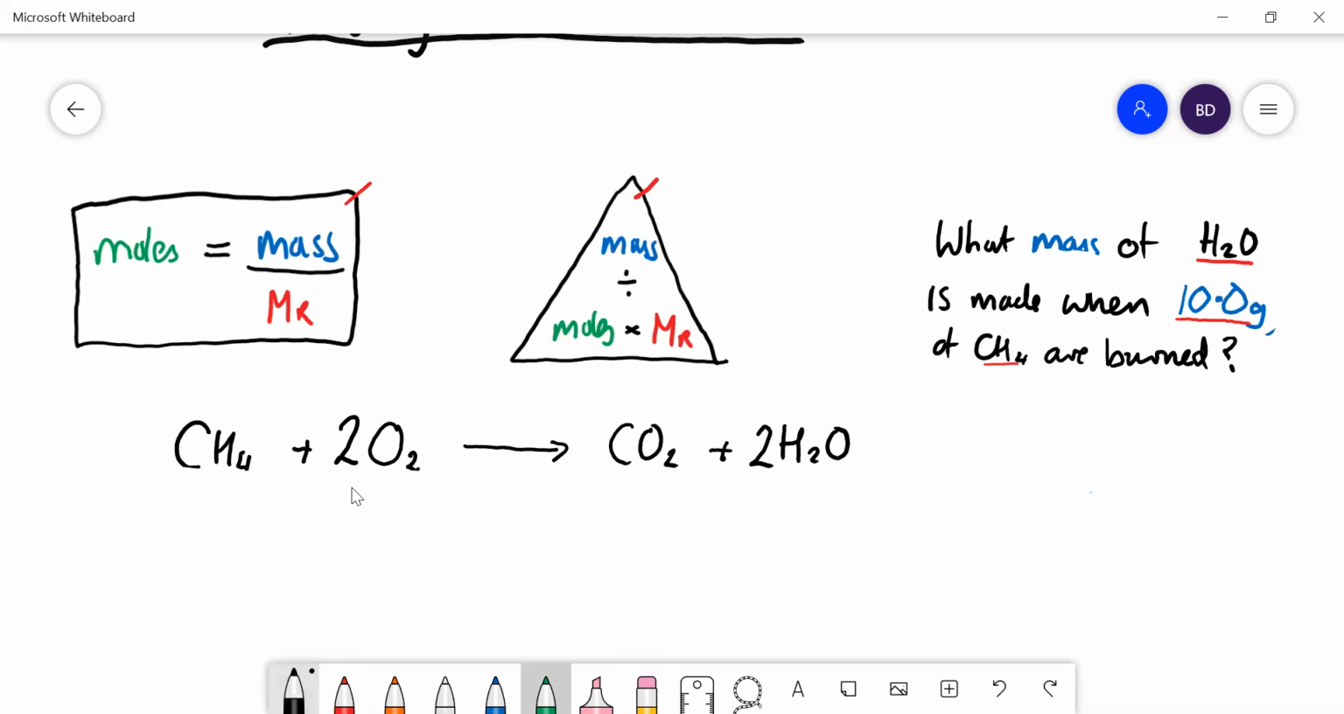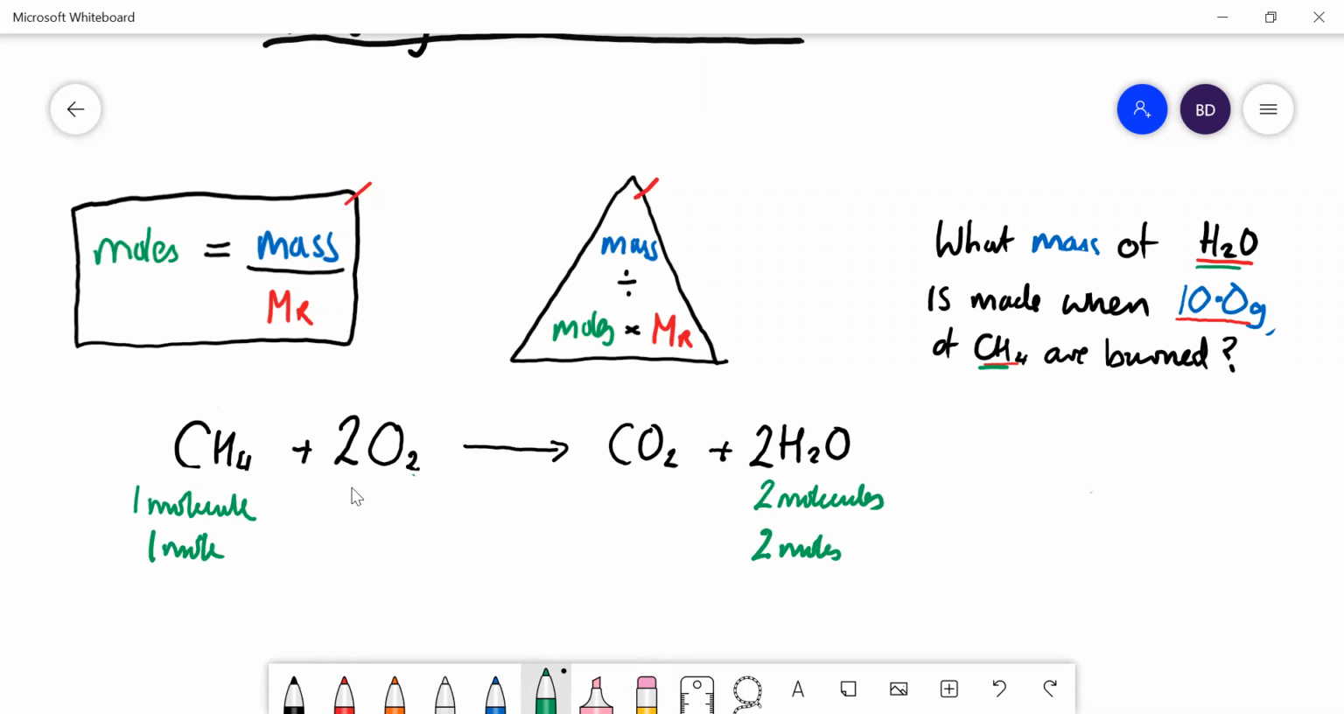If you have one molecule of methane, and we're not interested in the oxygen because it's only the methane and the water that we're interested in, you will get 2 molecules of water. Incidentally, you will need 2 molecules of oxygen, and you'll get 1 molecule of carbon dioxide as well, but we don't really need that in this question. So if one molecule gives us 2 molecules of water, that means 1 mole of methane will give us 2 moles of water.